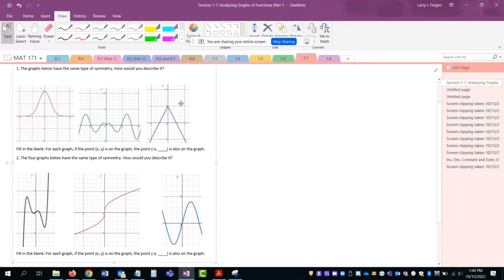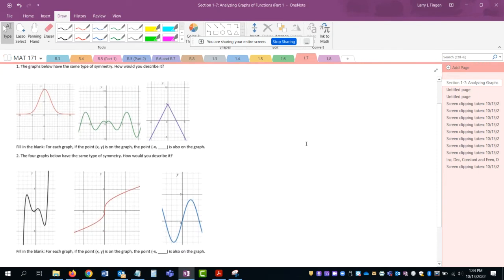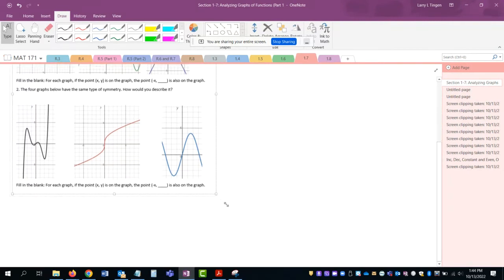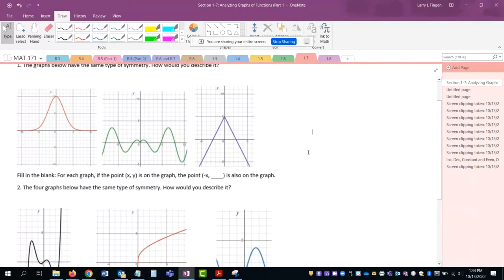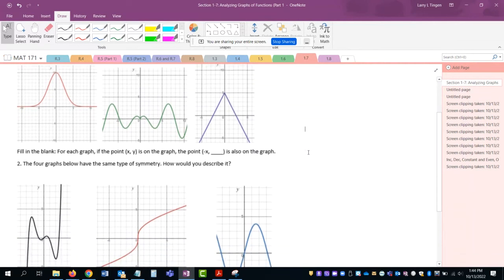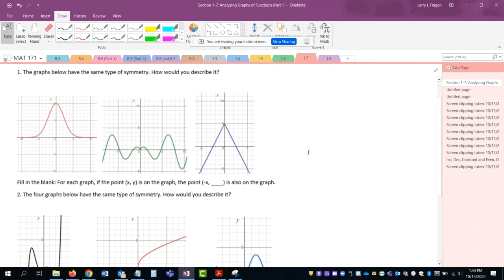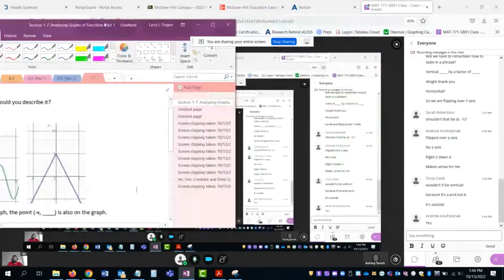All right, so I got 6 graphs here, and 1.7 has 2 parts, so this is going to feel long, but don't let it spook you here. Here are some graphs, and the question is, do they have some kind of symmetry? Do all of these look like they have some kind of symmetry? When I say all of these, I mean these top 3. All right. What do we see?